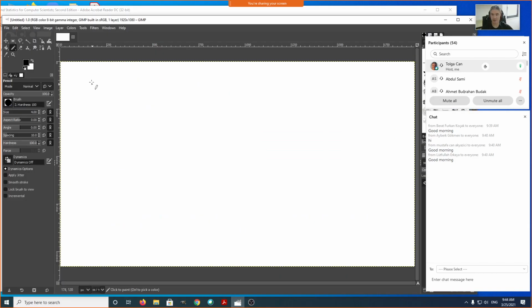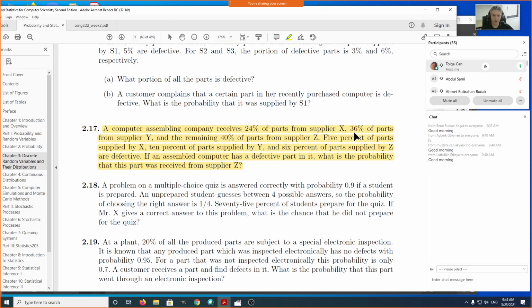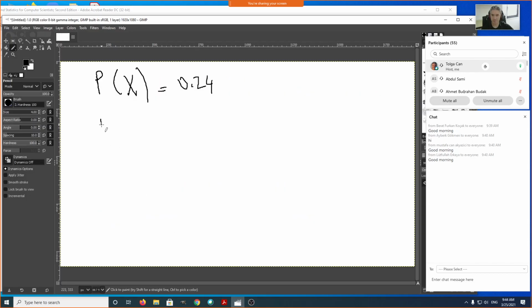So let's write these. What I know is that the probability of X, where X denotes the event that the part comes from supplier X, is 0.24. Let me check them again: 36 from Y, 40 from Z. So the probability of the supplier being Y is 0.36, and the probability that event Z happens, which denotes the outcome that the parts are coming from supplier Z, is 0.4.